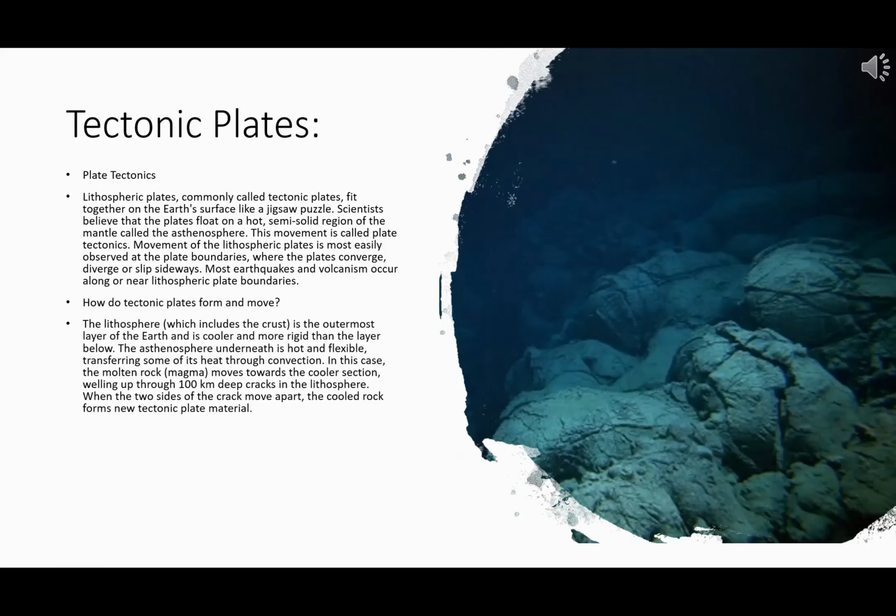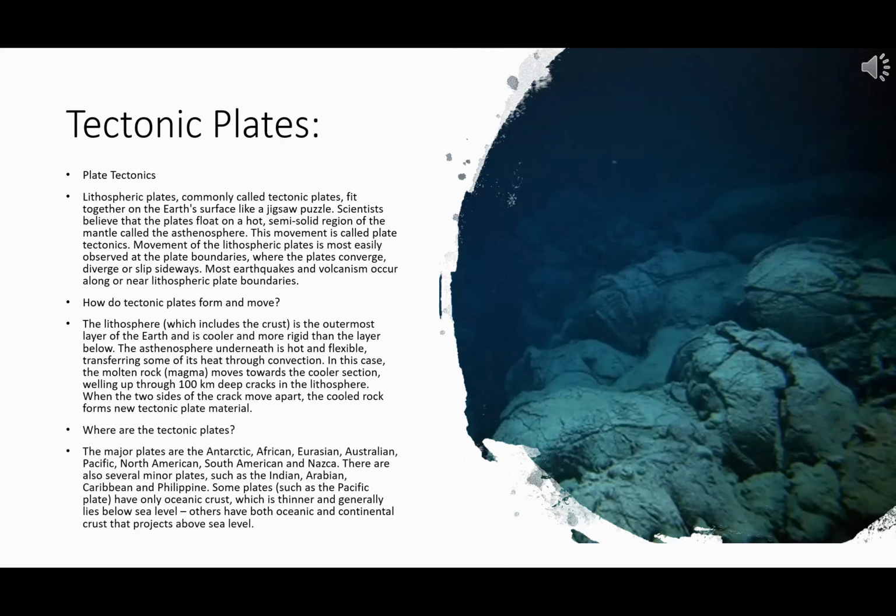The lithosphere, it's a bit of a hard word, is the outermost layer of the earth, and it is cooler and more textured than the layer below. The asthenosphere, big word I know, underneath, is very hot and far more flexible, transferring some of its heat through convection, expelling heat by passing it through other objects. In this case, the molten rock moves towards the cooler section, welling up through the 100-kilometer deep cracks in the outermost layer, lithosphere. When the two sides of the crack move apart, the cooled rock forms new tectonic plate material.